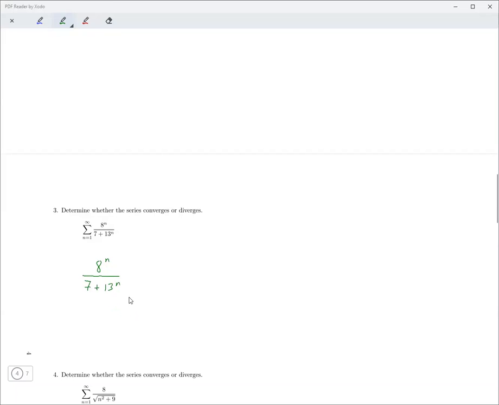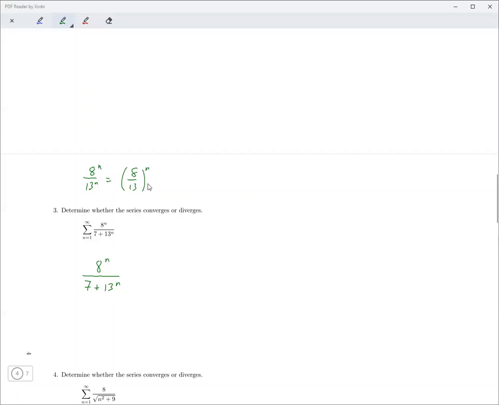A lot of times what you should look at is the biggest term. If you have a fraction, what's the biggest term in the numerator or the biggest term in the denominator, and just focus on those two. Ignore everything else. If you just ignored this 7 plus, you'd have 8 over 13 quantity raised to the nth power. 8 to the n over 13 to the n is equal to 8 over 13 to the n, and this would be your r there.